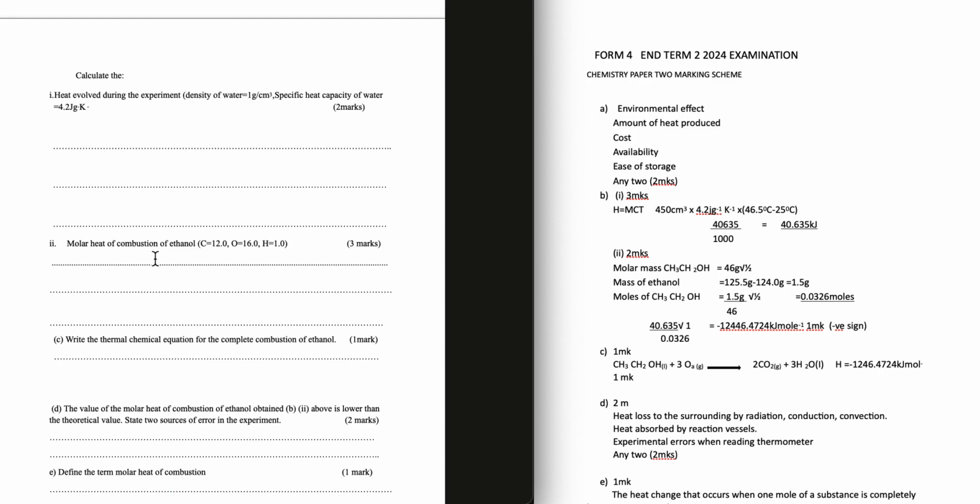Molar heat of combustion of ethanol, molar mass, mass of ethanol. C. Write the thermochemical equation for the complete combustion of ethanol.